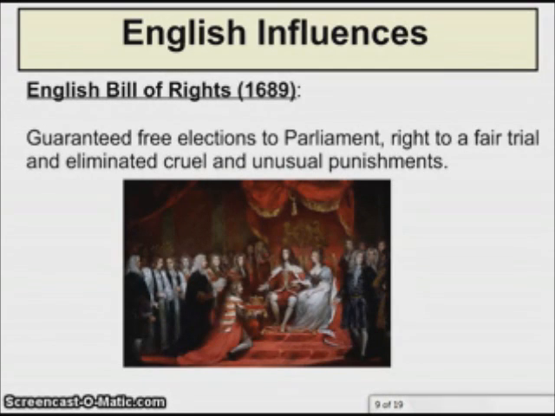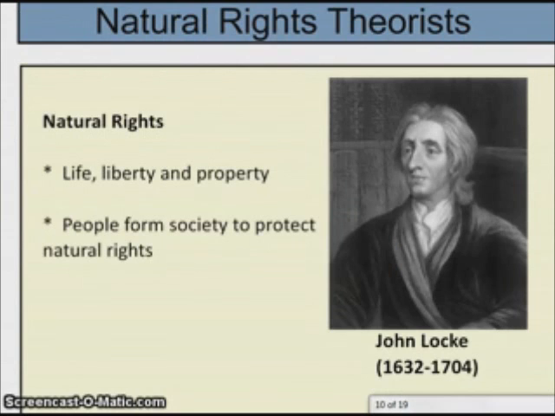And eventually, this is going to lead to our 8th Amendment in our Bill of Rights and the Constitution of no cruel and unusual punishments that we'll talk about later this year. Okay? Key guy you should know, John Locke, British philosopher, political philosopher.